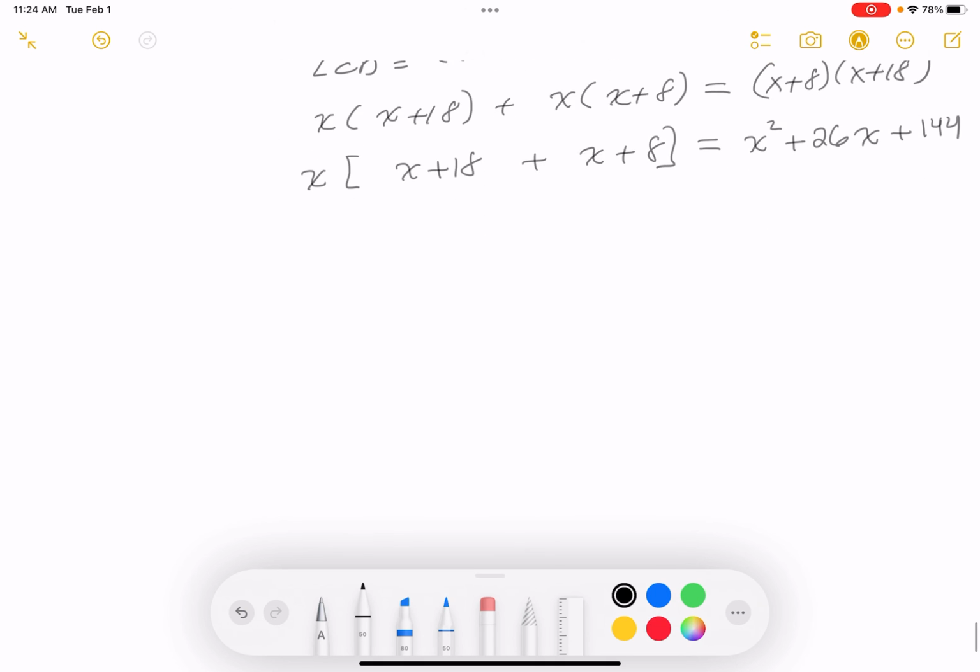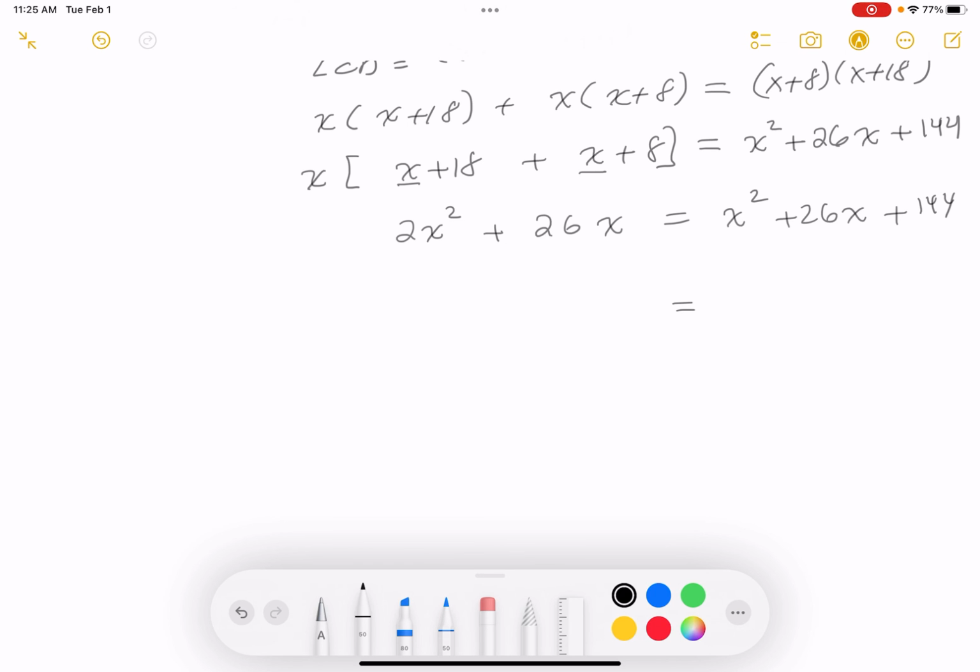I want to simplify both sides as much as I possibly can. So what do you get over here? Well, I notice that this is really 2X. So what do I get? X times 2X is 2X squared. And 18 plus 8 is 26, so 26X. And what does that equal? X squared plus 26X plus 144.